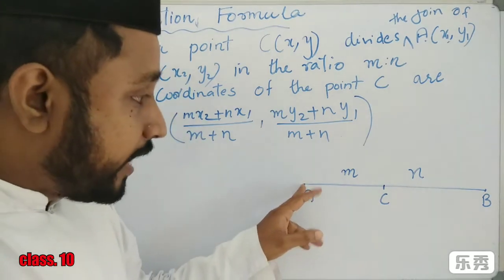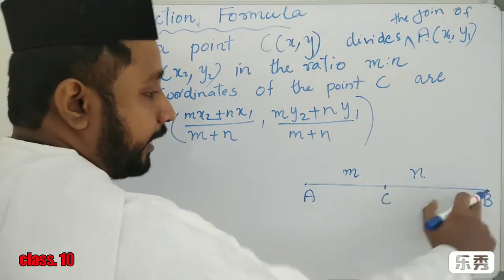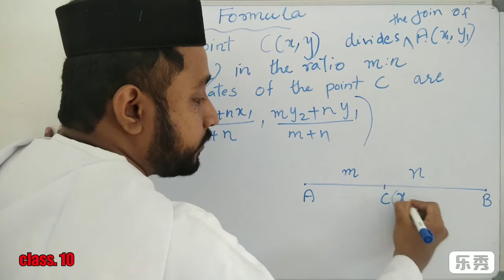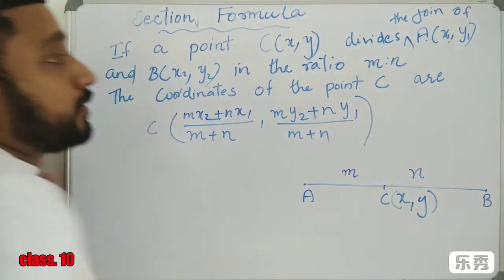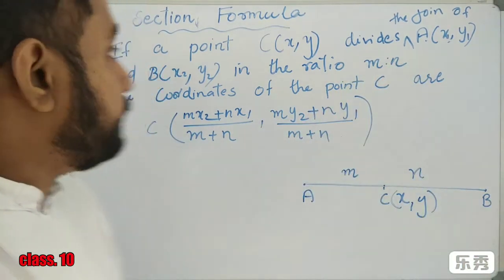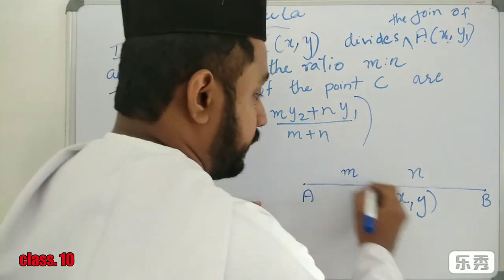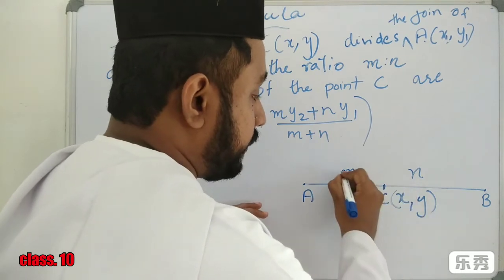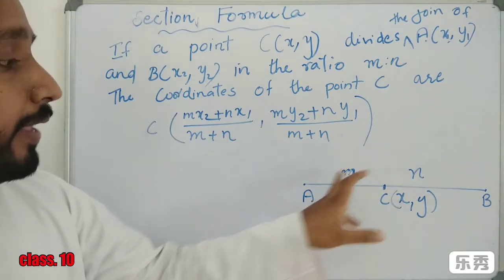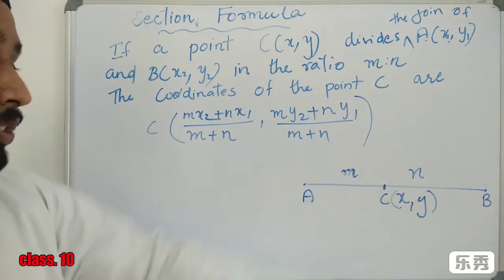So here is a point A, another point B, the line joining A and B, the distance between A and B, and a point C(x, y). The coordinates of C are x, y. The point C(x, y) divides the line joining A(x1, y1) and B(x2, y2) in the ratio m:n.